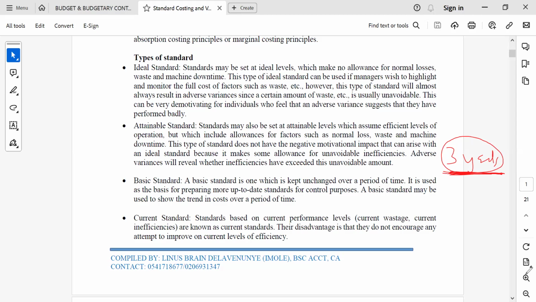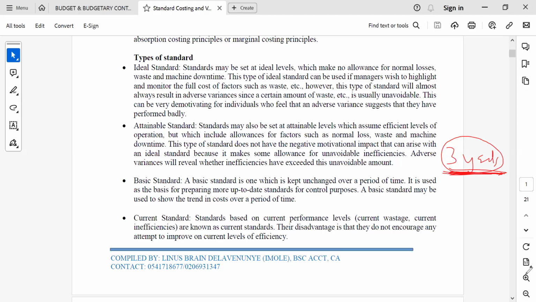So an ideal standard is a standard that is being set under perfect working condition. There is no room for mistakes. There is no allowance for losses. And an ideal standard will always result in adverse variance. It will always result in a negative outcome, because you cannot be perfect in cutting the cloth, and you will not be able to make any mistake.